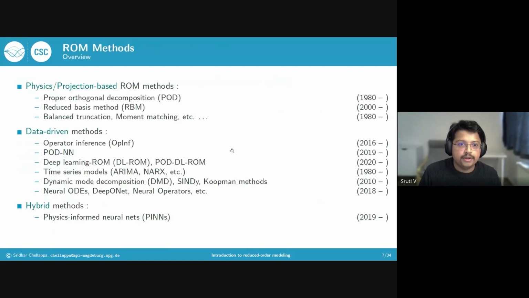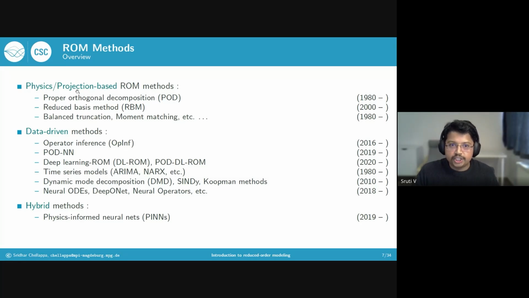Now let's look at different reduced order model methods. Broadly speaking, you can classify them in these three categories. This is not a very strict classification. There are, of course, overlaps, but roughly speaking, you can classify them as physics or projection-based reduced order models, data-driven methods, and also hybrid methods.